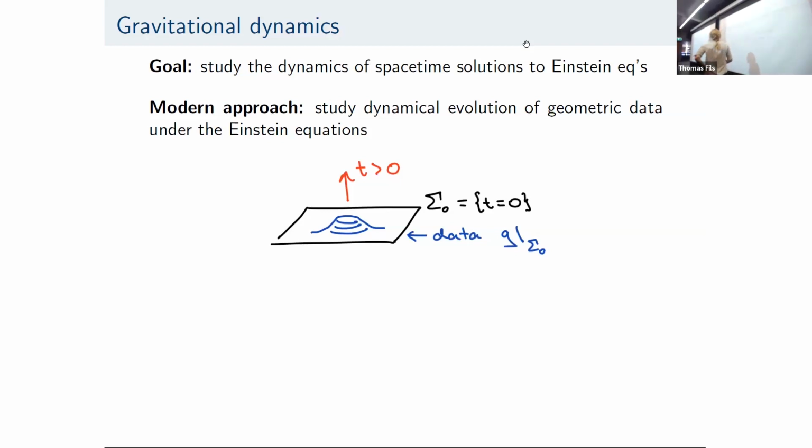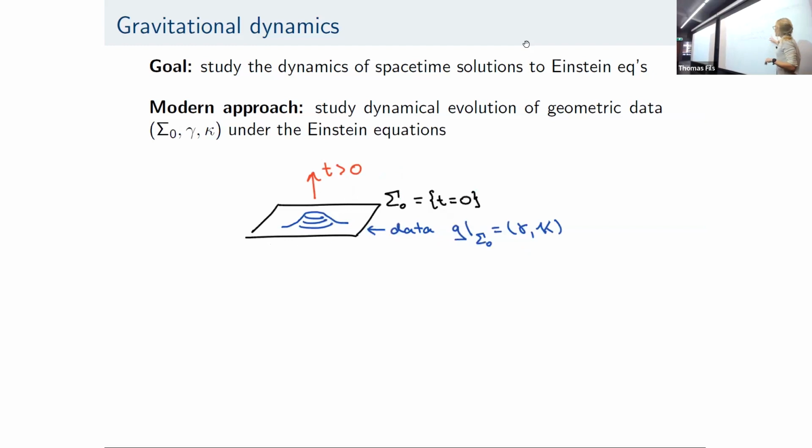modern PDE theory. I'd like to study the dynamical evolution of geometric data under the Einstein equations. You think of, I don't really have a board, do I? So I have to use my hands. You have your space-time. I'm just going to take a time slice of it, t equals 0. Set everything off. That will induce some geometric data, which is going to be in the form of a Riemannian metric, gamma, and a 2-tensor kappa, which we identify with the second fundamental form.